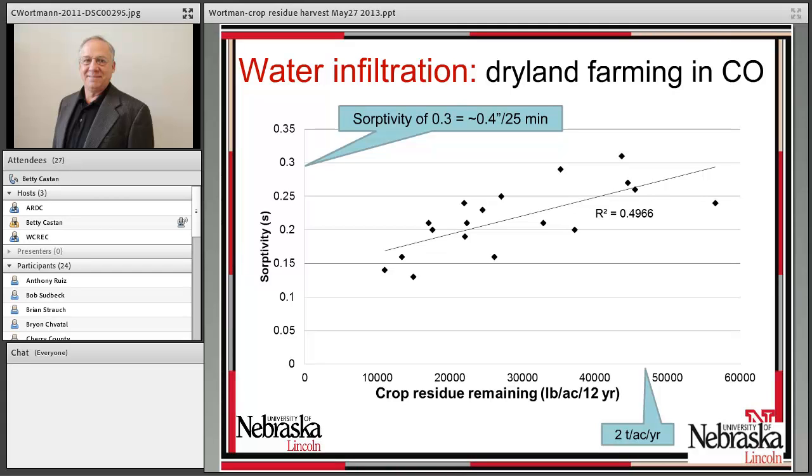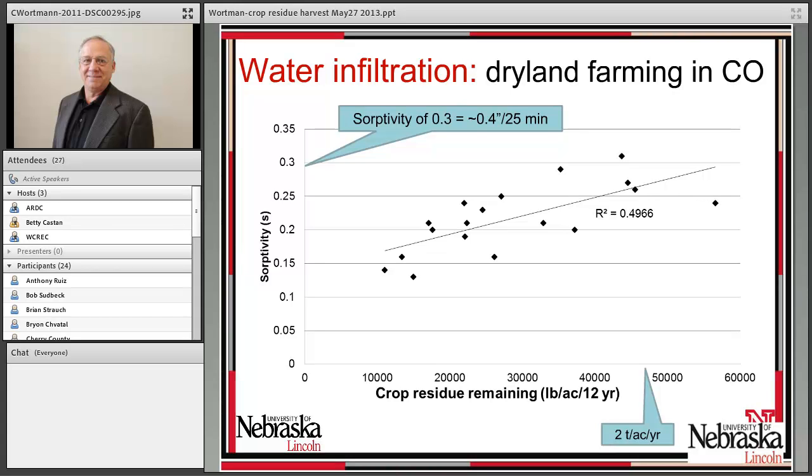Some data to support this. This is from the study in Colorado that Tim Shaver was involved in. And here they're looking at water infiltration. The study was done under dryland conditions in Colorado. Productivity was not very high.